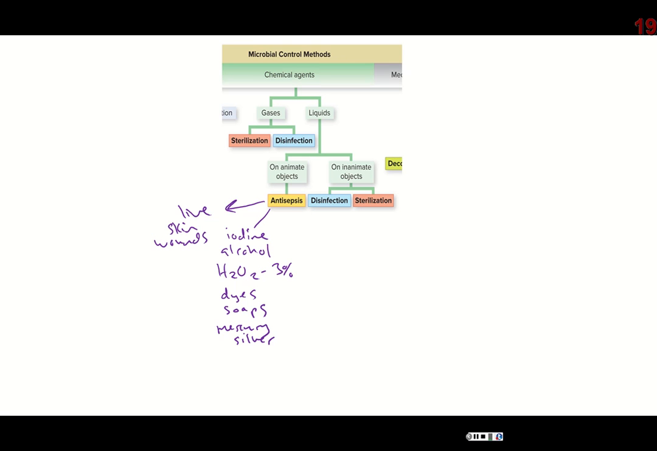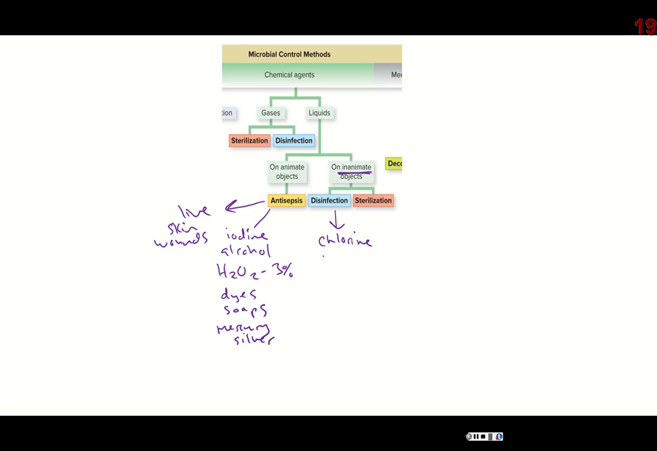But disinfection and sterilization is going to be on inanimate objects. So things that are not alive, such as your tools, tables, surgical equipment, and so forth. So you can use a much higher concentration. Things you're going to see here include chlorine, which can also be used in water too. Chlorine, of course, is used in pools. But we can have a much higher concentration of chlorine and then just kind of dump some tools into it and leave it there for a couple hours while it disinfects.